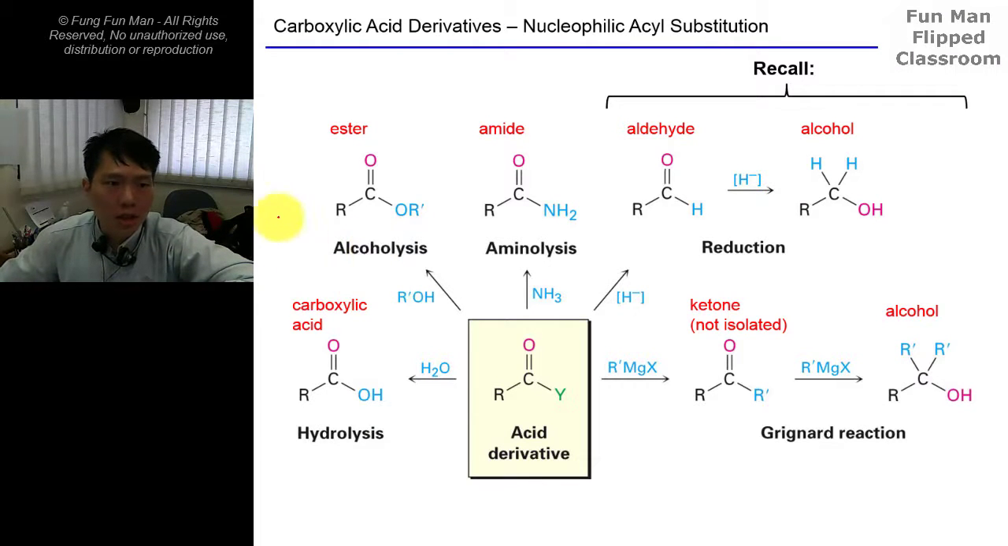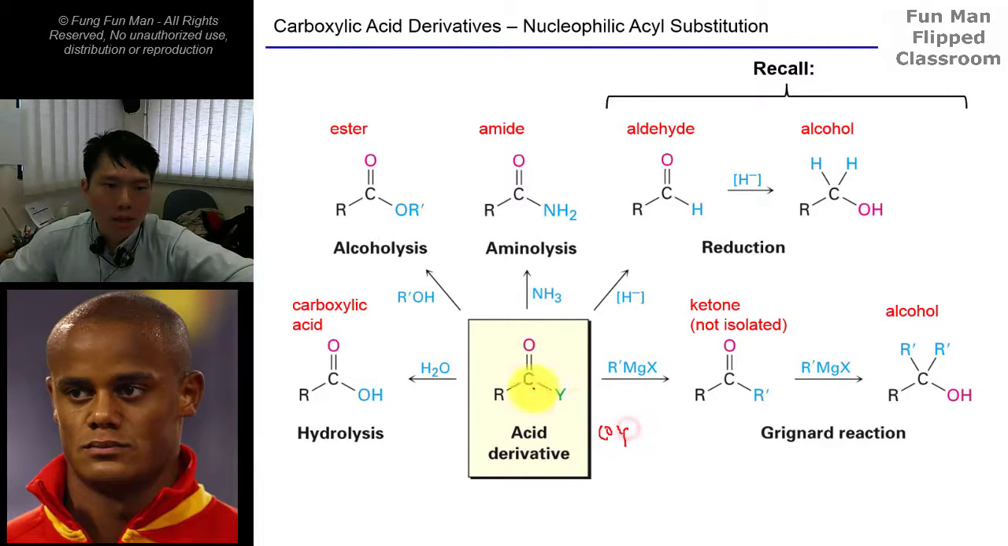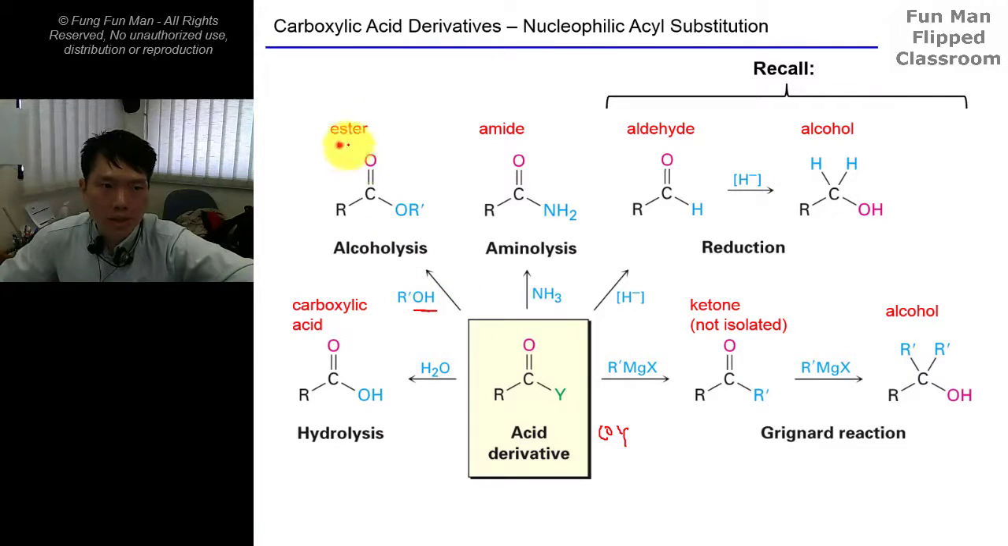Here is just a good mind map for you to see what the conversions of the acid derivative are. From the acyl chloride, you can add the alcohol, you get the ester. We call this step alcoholysis. You throw in some form of amine. Here we are using ammonia, you get the amide, aminolysis.